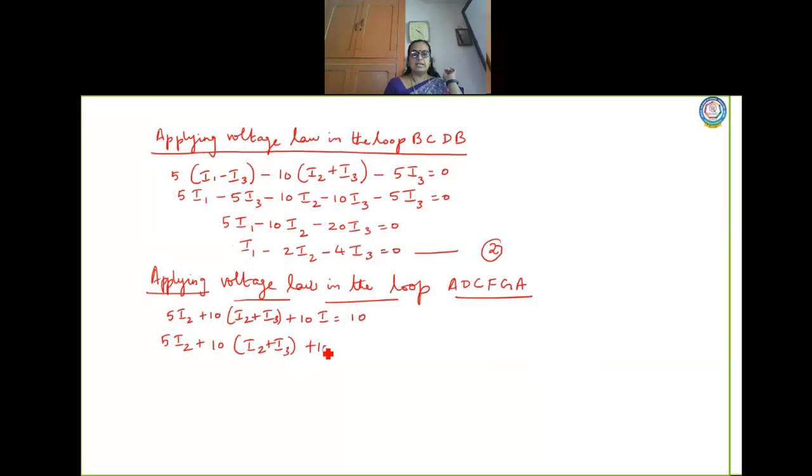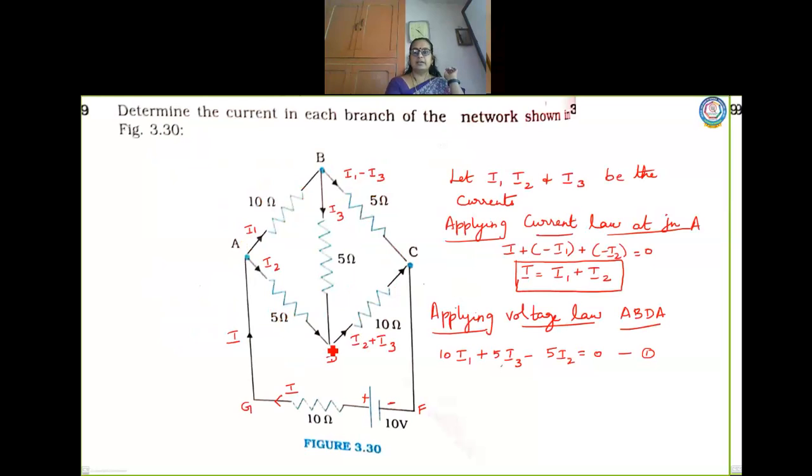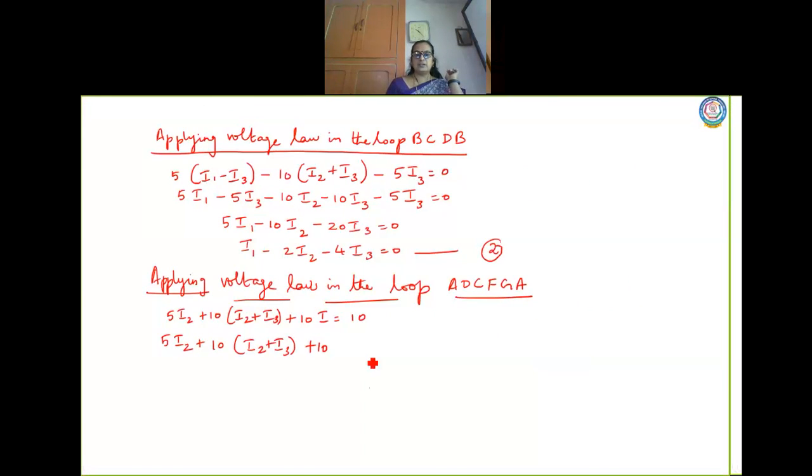5I2 plus 10 into I2 plus I3. I have found out the value of I to be I1 plus I2 here. Substitute that here. Instead of 10I, I substitute I1 plus I2 equal to 10. Now simplify this. 5I2 plus 10I2 plus 10I3 plus 10I1 plus 10I2 equal to 10.